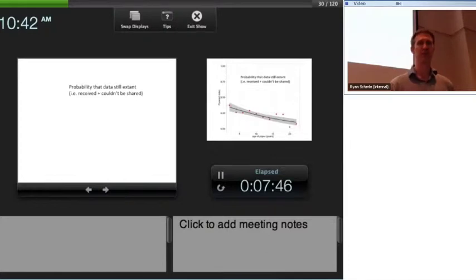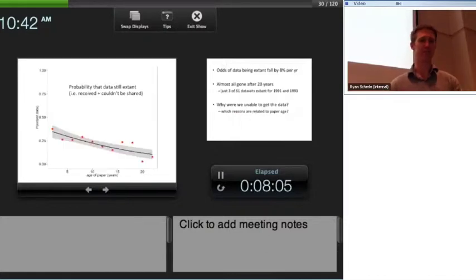Sometimes it seemed to be stretching reality a little bit, like there was a data set from 1991 that the authors claimed was still in active use and couldn't possibly be shared. And that data set does actually skew the results quite a bit. So I've concentrated on the probability that the data are still extant. And so overall, this is what we see.